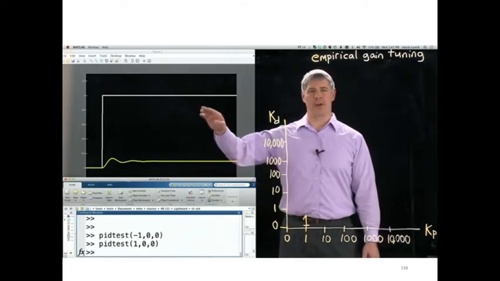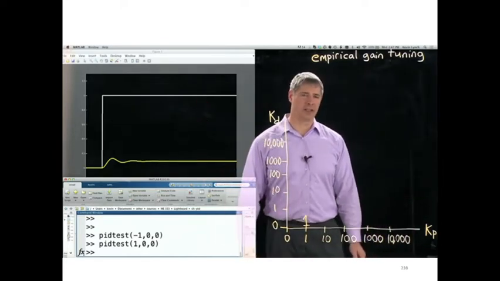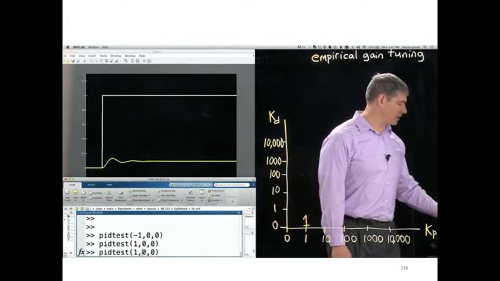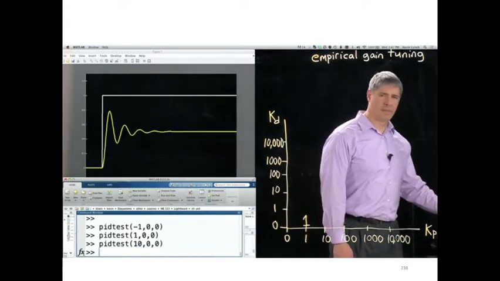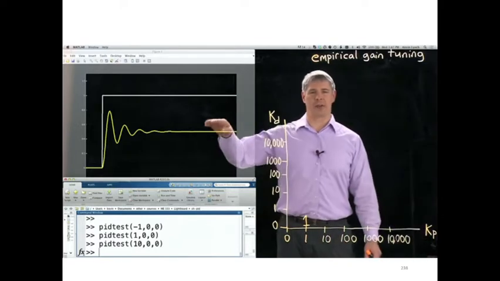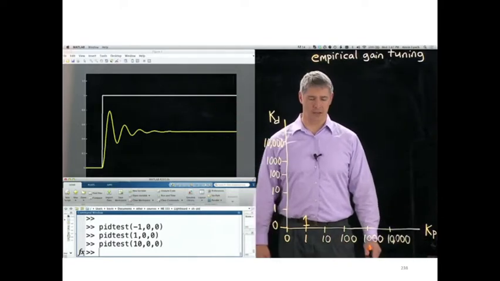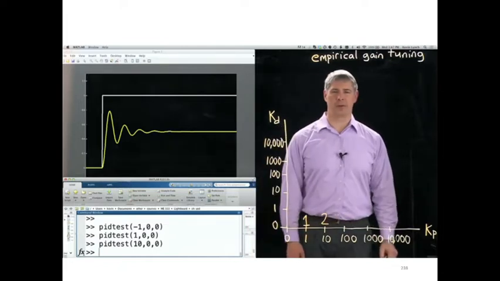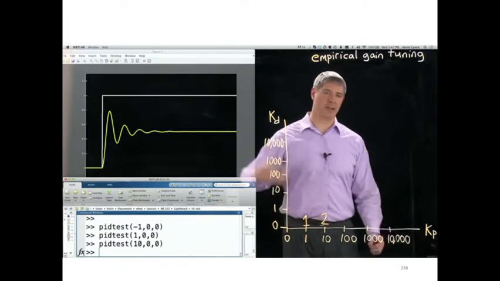Since I'm still far away from my desired value, I need to increase my proportional gain. So let me raise it to 10. Now you can see that we're coming closer to the desired value. So this is my guess number 2. But we're still pretty far away. Let's try increasing it by another factor of 10.